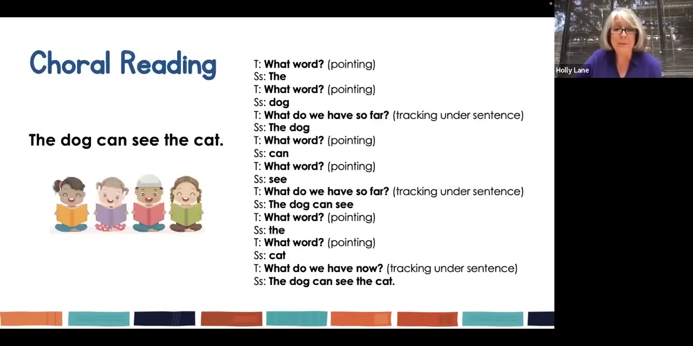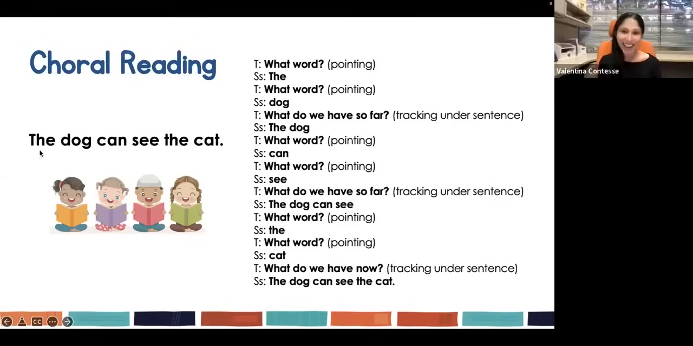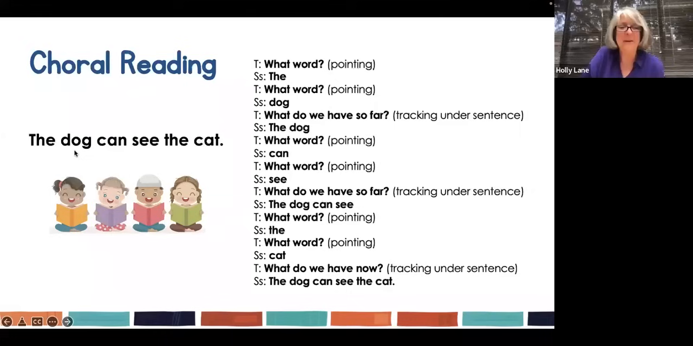So here's an example of this, and Valentina is going to be my student for this. If you see the sentence over here, the dog can see the cat. This is the sentence up on the slide. The T is what the teacher might say, and the S is what the students might say. So, all right, kids, are we ready? Yeah. Okay, what word? The. Good job. What word?